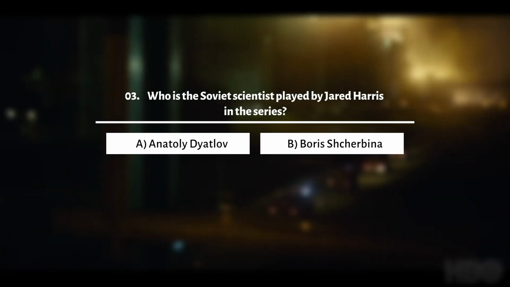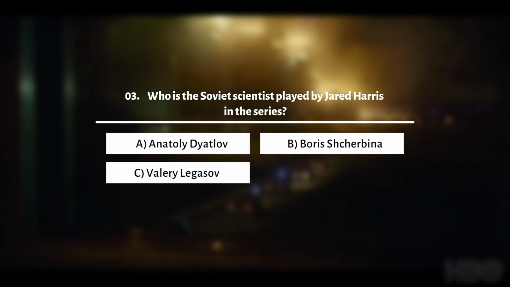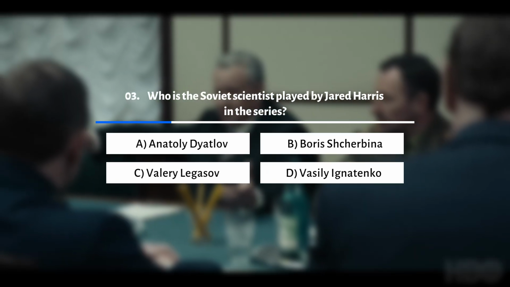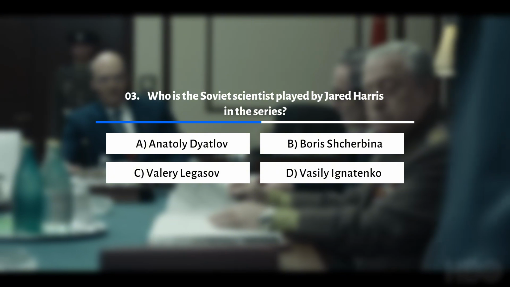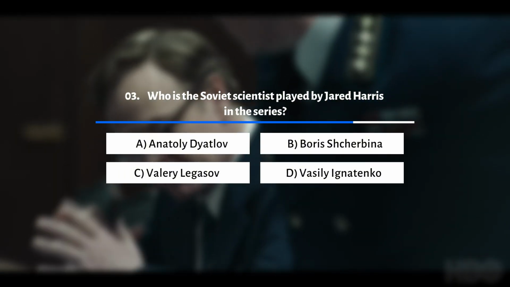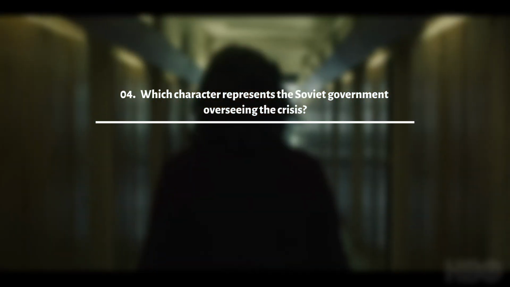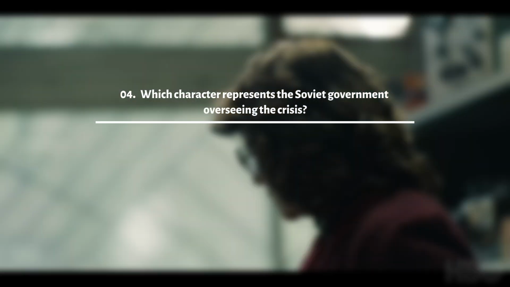A. Anatoly Dyatlov, B. Boris Sherbina, C. Valery Legasov, D. Vasily Ignatenko. Correct answer, Valery Legasov. 4th, which character represents the Soviet government overseeing the crisis?